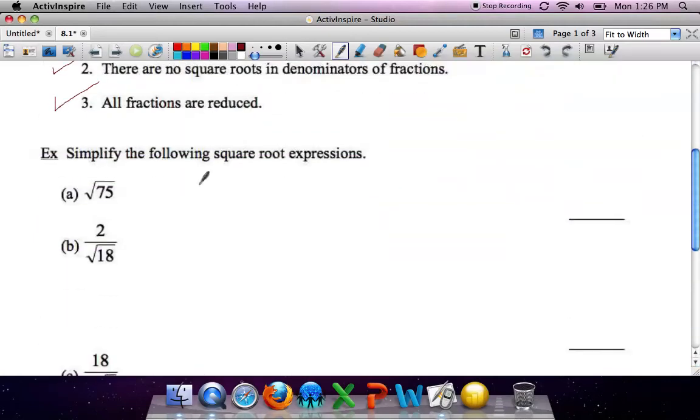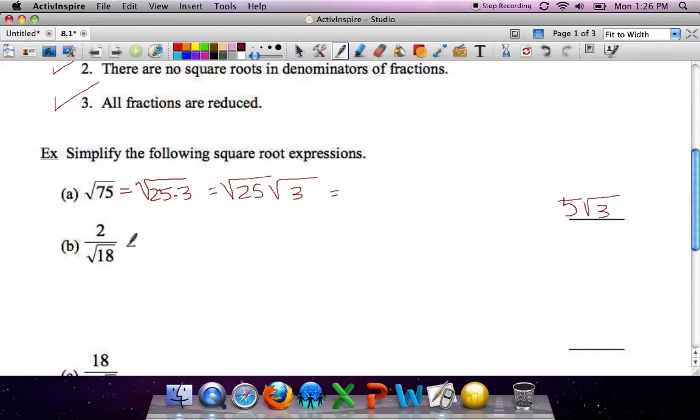So let's simplify the following square root expressions. Square root of 75 can be thought of as, is there a perfect square that lives in 75? Yep, it's 25. So step by step, if we write it out, we can have 25 times 3, which is the square root of 25 times the square root of 3. So the answer is 5 root 3, because the square root of 25 is 5.